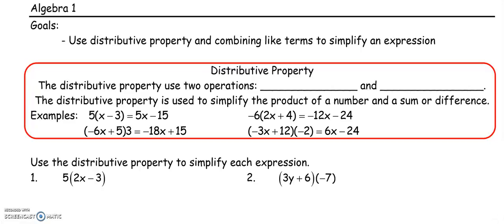This video is about using the distributive property and combining like terms to simplify an expression. So first let's talk about the distributive property. The distributive property is going to use two operations. It's always going to use multiplication, and then you're also going to either use addition or subtraction based on the signs.